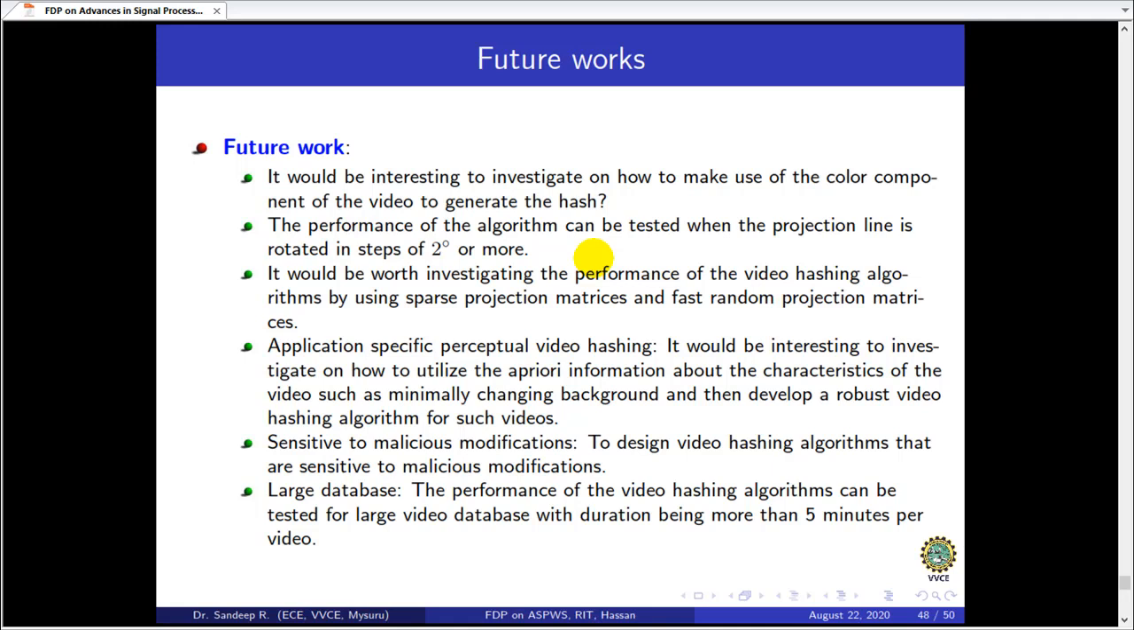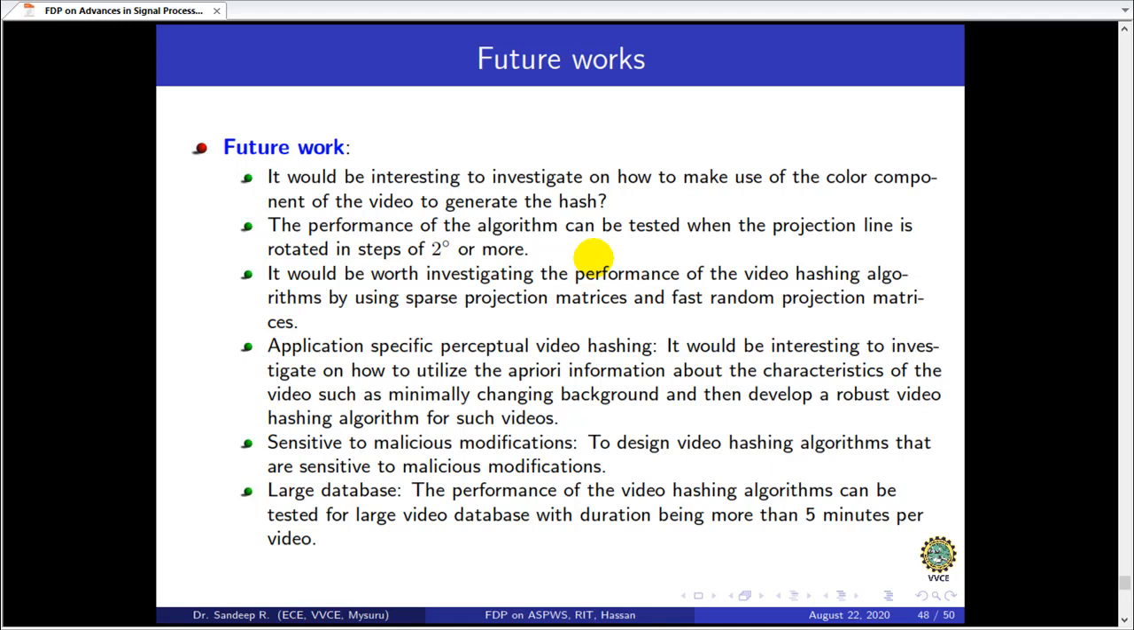It would be worth investigating the performance of the video hashing algorithm using sparse projection matrices and fast random projection matrices. Remember, we had used Achlioptas random matrices, which consist of only +1 and -1 with equal probability. There is one more matrix proposed by Achlioptas, which is sparse, and there is also one more random projection matrix, namely the fast Johnson-Lindenstrauss transform matrix. You can use those matrices and then evaluate the performance of the video hashing algorithms.